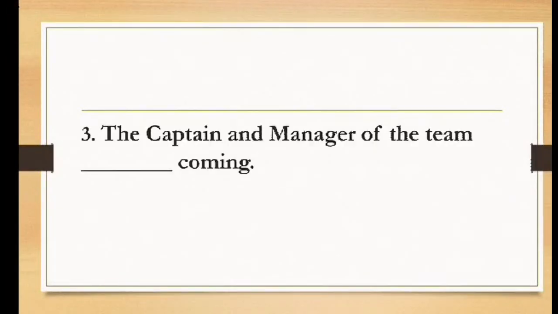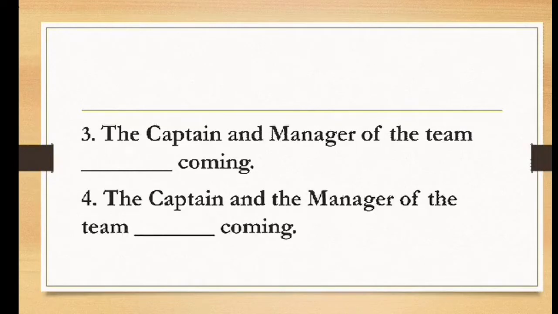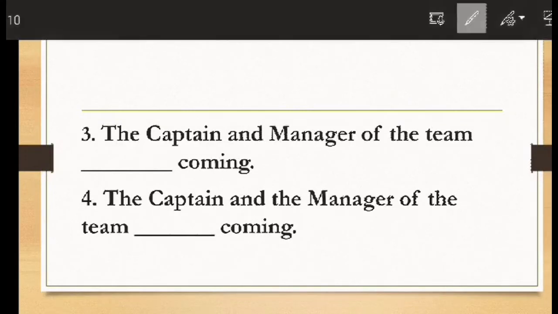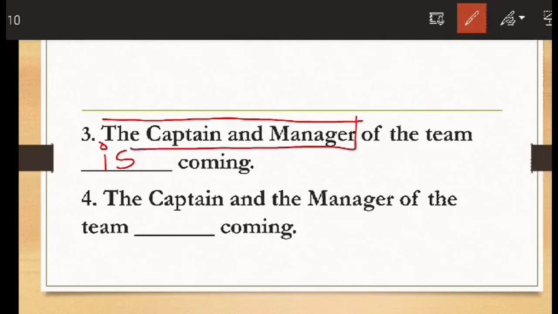Now let's read this sentence: the captain and manager of the team. What will be the answer? The first one: the captain and manager of the team is coming. Because here the captain and manager is the same person, and it is singular, so is coming. If you want to use past tense, you can use was coming. Next sentence: the captain and the manager of the team are coming. Here the captain and the manager are two separate persons, so are coming.